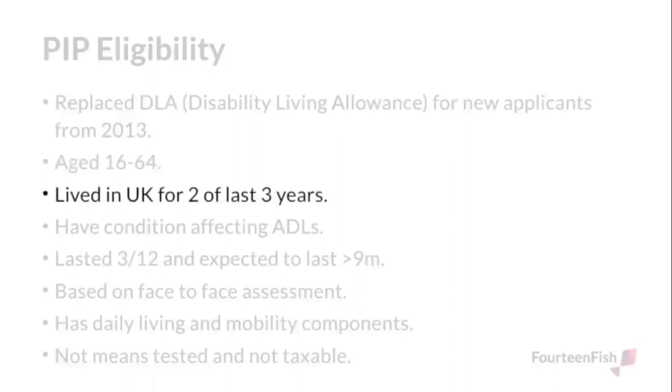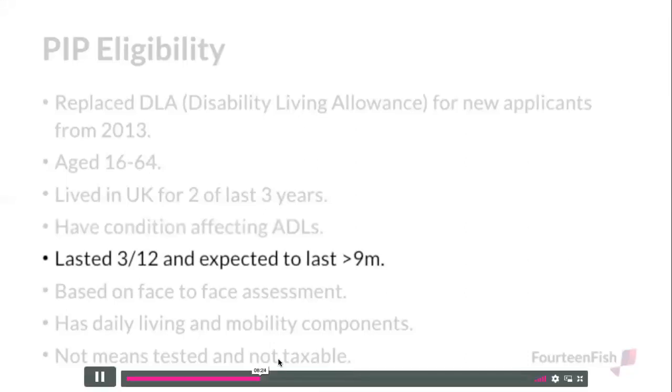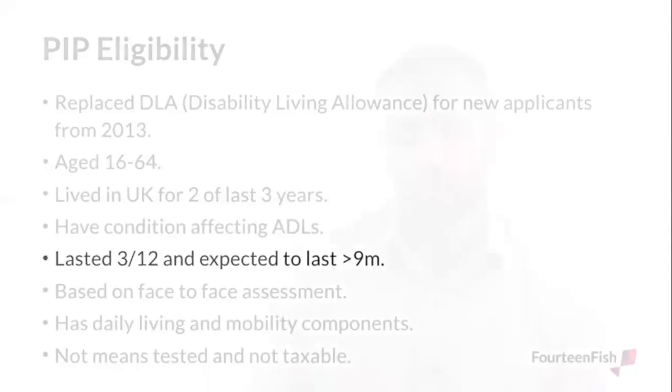They must have lived in the UK for 2 of the last 3 years. They must have a condition which affects their activities of daily living. And the effect that their condition has on those activities must have happened for 3 months and must be expected to last over 9 months. When they apply for PIP, they have a face-to-face assessment, and depending on the outcome of the assessment, there are two components which they may receive support for.